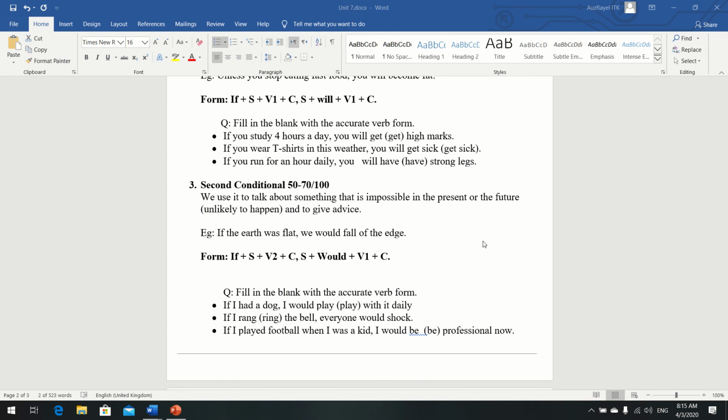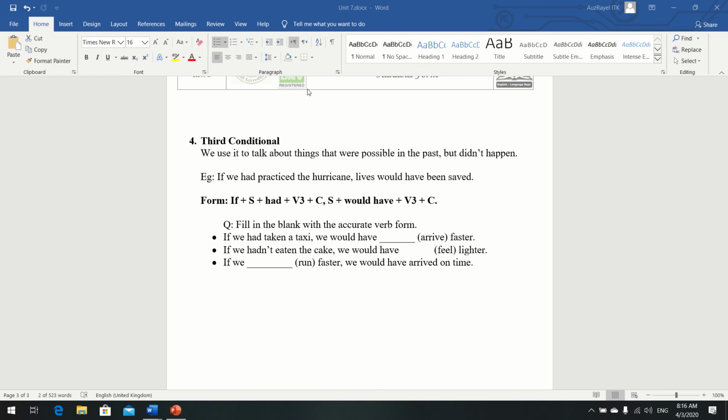So, going next to the next conditional, which is the third conditional, we use it to talk about things that were impossible in the past because they didn't happen. For example, we say if we had practiced for the hurricane, lives would have been saved. So, did they practice for the hurricane? No, they didn't. Were they able to save lives? No, they were not able to.